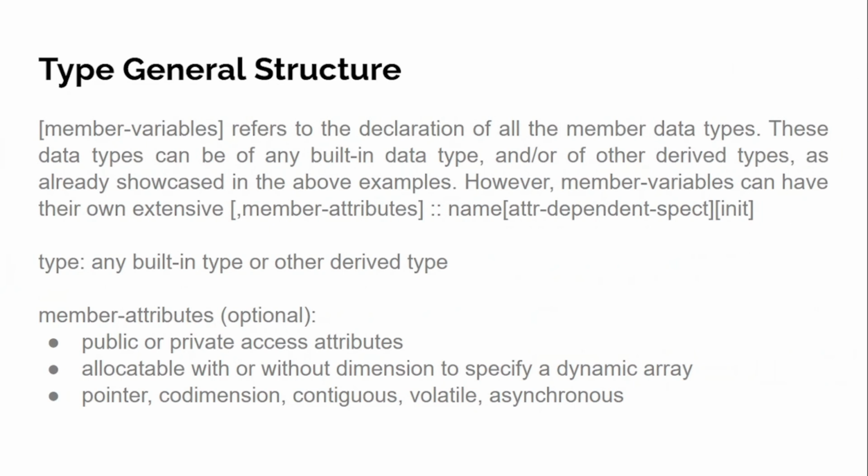Member variables refers to the declaration of all the member data types. These data types can be of any built-in data type and/or of other derived types, as already showcased in the above examples. However, member variables can have their own extensive member attributes: name, a type-dependent spec init, any built-in type or other derived type, member attributes, optional, public or private access attributes, allocatable with or without dimension to specify a dynamic array, pointer, codimension, contiguous, volatile, asynchronous.